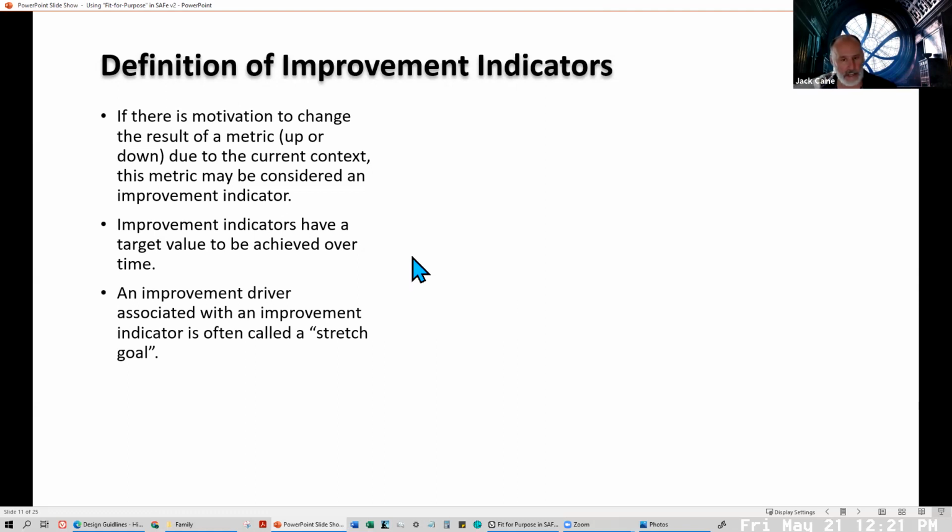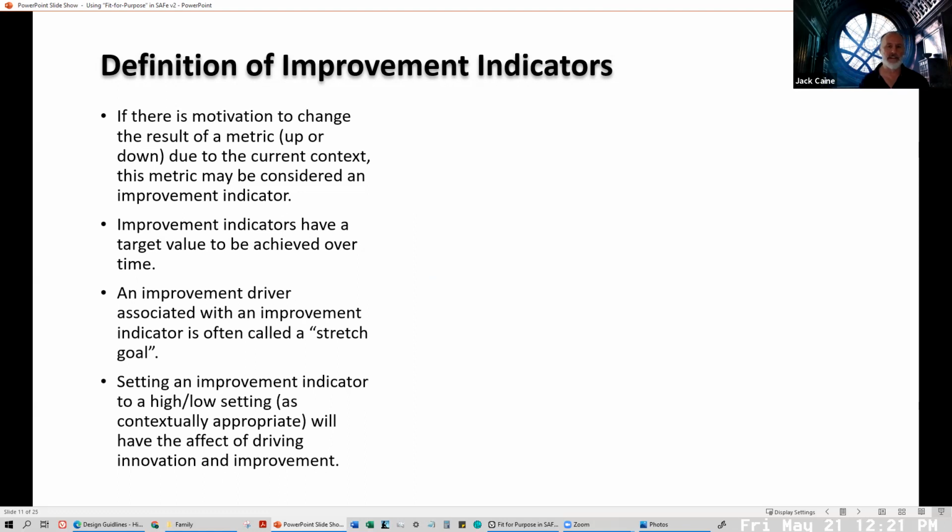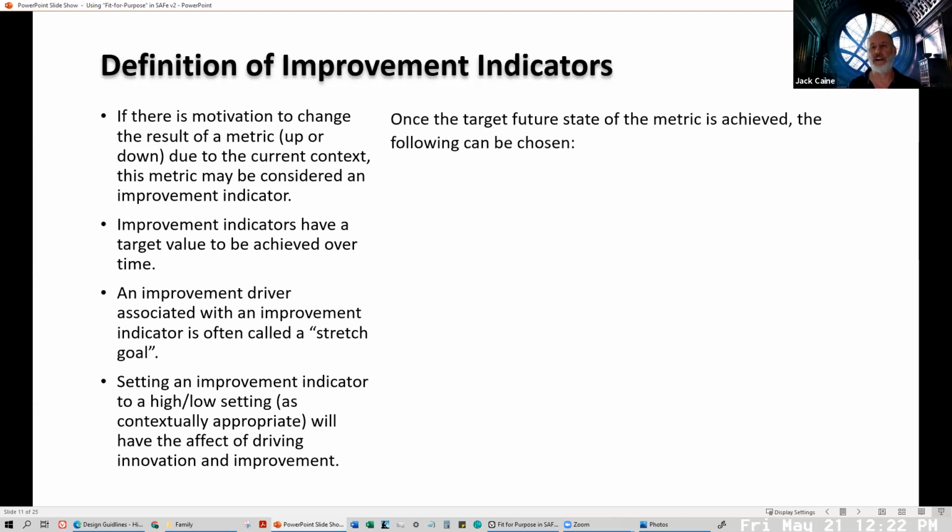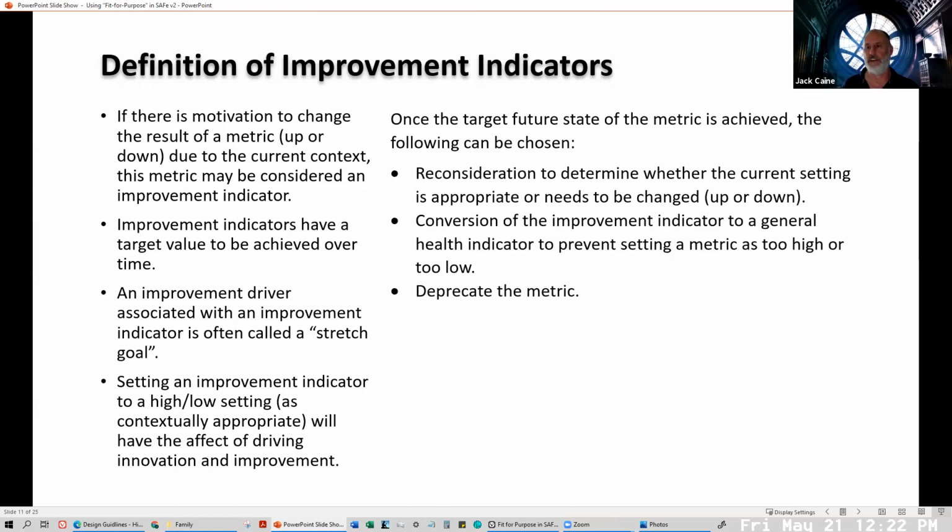This is different than an uncommitted objective in SAFe. Stretch goals and uncommitted objectives are not the same thing. Setting an improvement indicator to a high or low setting as contextually appropriate would have the effect of driving innovation and improvement because people are trying to reach it. Once the target future state of the metric is achieved, the following can be chosen. We can either reconsider to determine whether the current setting is appropriate or needs to be changed up or down. We can convert that improvement indicator to a general health indicator to prevent setting a metric too high or too low, or we can just get rid of it. We can deprecate that metric.